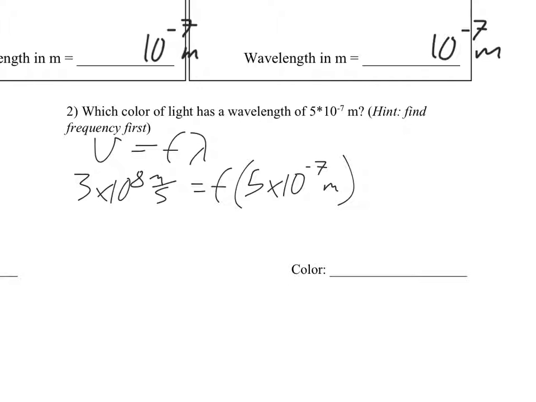Divide both sides by 5 times 10 to the negative 7. Again, just be careful. A lot of students make mistakes here. You have to use parentheses around each of your numbers when you divide them, unless you set it up in your calculator as a fraction. Please be careful. You have to practice this. A lot of students are going to make mistakes on the exam if they don't practice this now. Here you get 6 times 10 to the 14 hertz, and that corresponds to green.